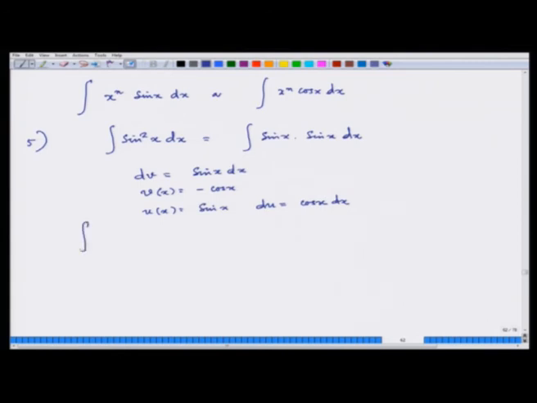Now again apply the formula. If you forget, just repeat in your mind, integral u dv is equal to uv minus integral v du. If you can repeat this in your mind, you have done a major thing. Okay. So integral sin square x dx would be minus sin x cos x, plus integral cos square x dx.